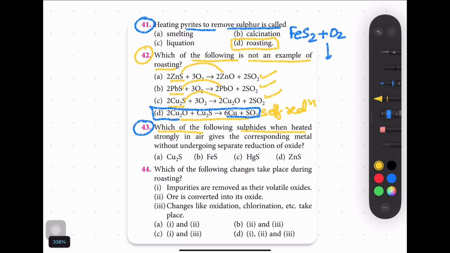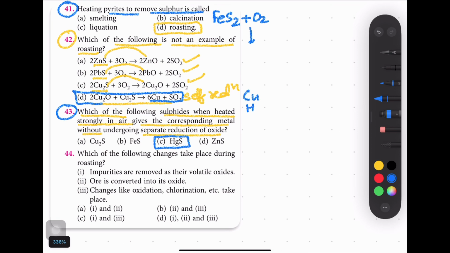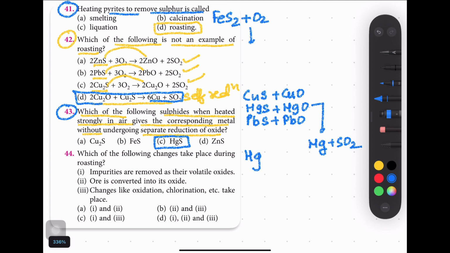Which of the following sulfides when heated strongly in air gives the corresponding metal without undergoing separate reduction of the oxide? For that, the correct answer should be HgS. Why? Because we know that for copper, mercury and lead sulfides, we can do self-reduction, and in this case we'll get mercury and SO2. But here it is asking what? That if you do roasting first, you are getting the metal oxide HgO and SO2.